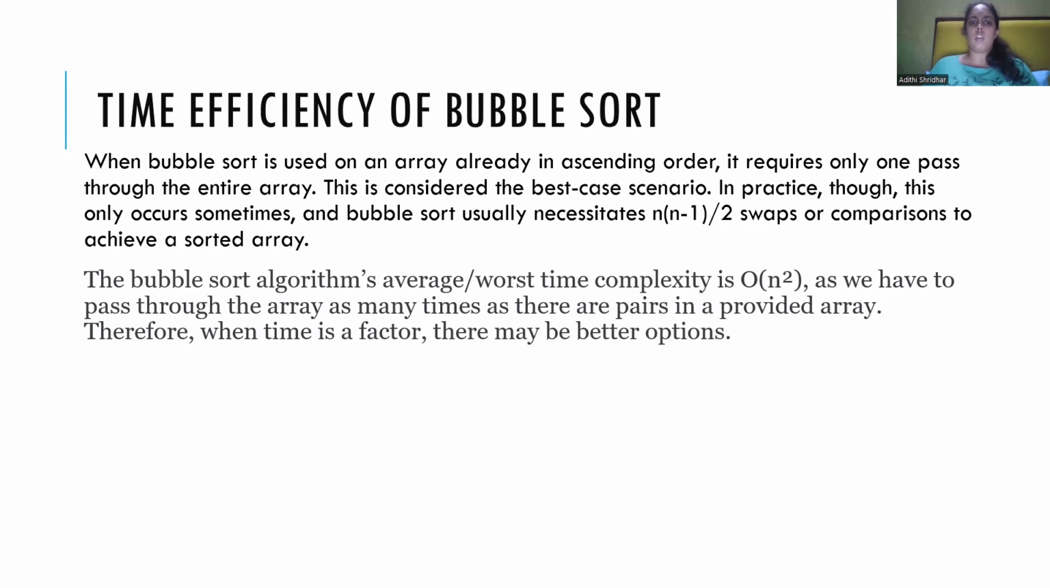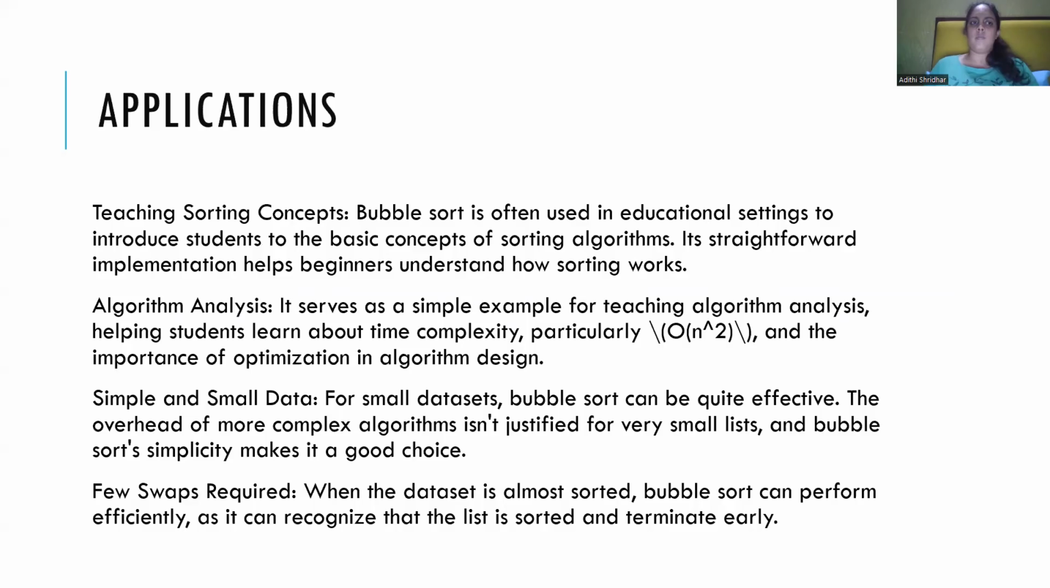The bubble sort algorithm's average or worst case complexity is theta of n square, as we have to pass through the array as many times as there are pairs in a provided array. Therefore, when time is a factor, there may be better options.